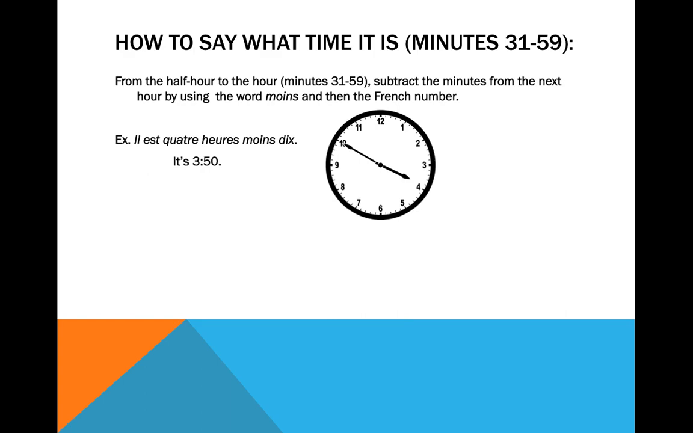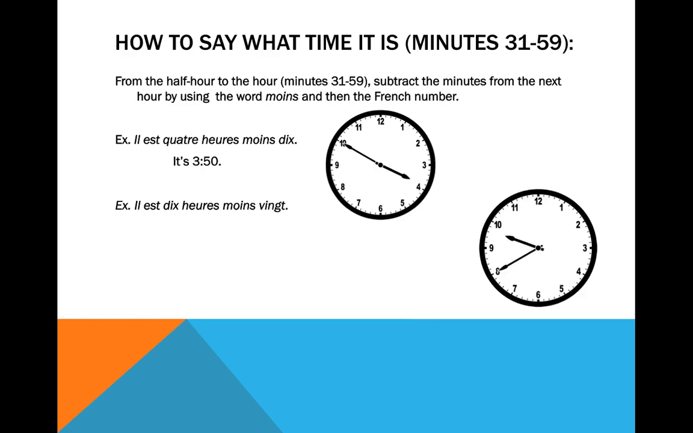Take a look at another example. You could also say il est 10 heures moins 20, which would mean 10 hours minus 20, which means it's 9:40. So if you're over here on the left side of the clock, you're working backwards from the top. So always think about you're telling time from the 12, from the top of the clock.